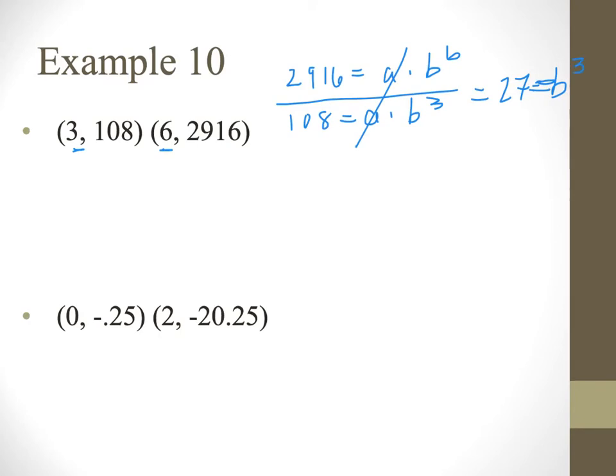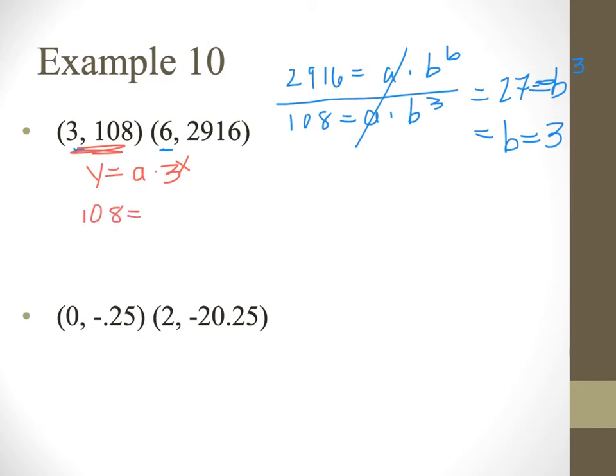So in my head, I say, what number can I raise to the 3rd power to get 27? And that number then is going to give me B, and that would be 3, because 3 to the 3rd power gives me 27. Now that I have my B value, I can rewrite my equation. So I've got y equals A times B, which is 3, to the power of x. And I'm just going to pick one of these coordinate points, which in this case I'm going to pick the first one, and plug in what I know.